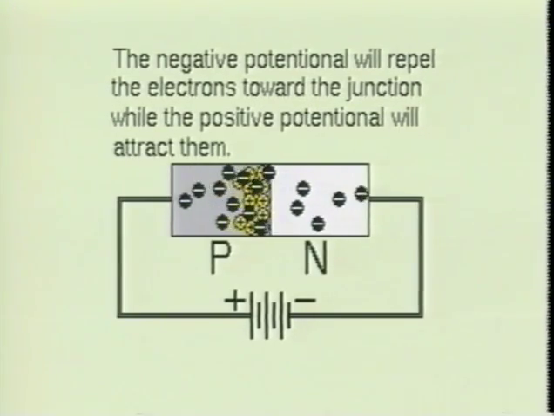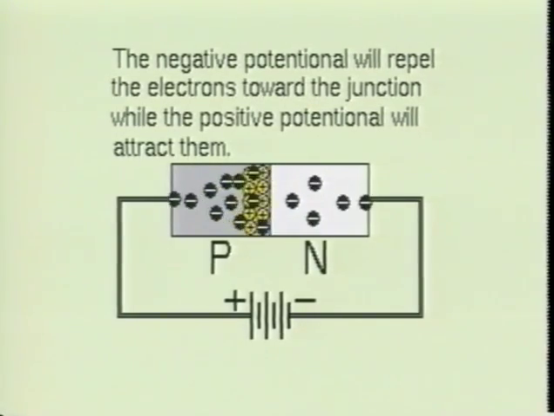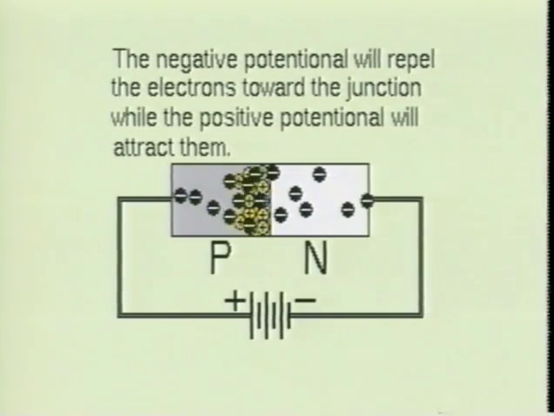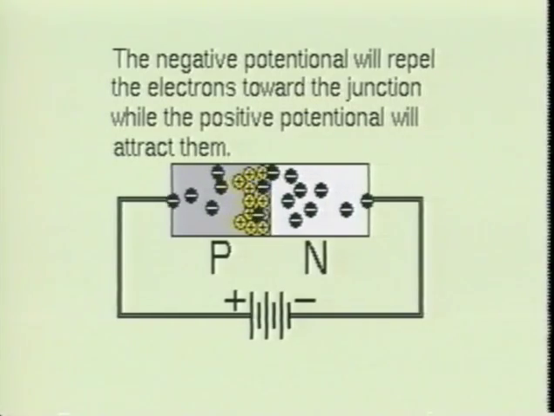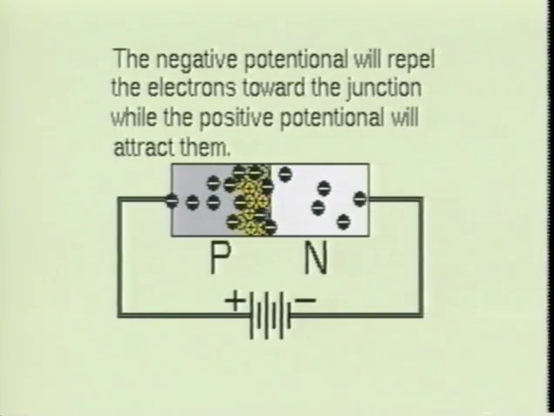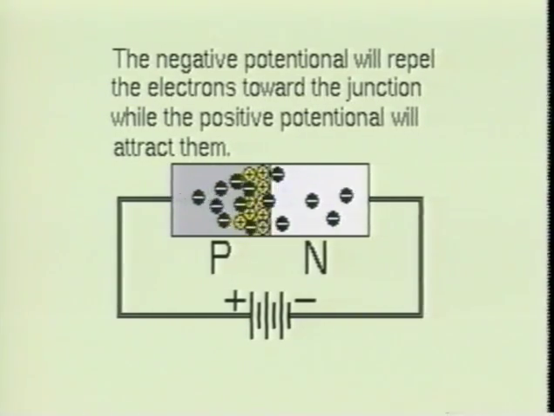The negative bias on the n material will attract the holes in the p material and at the same time repel the electrons toward the p-n junction. In the same respect, the positive bias on the p material will repel the holes toward the p-n junction and attract the free electrons toward the positive bias.